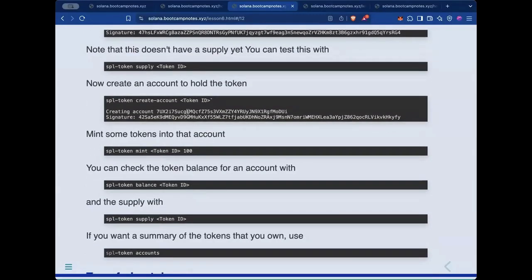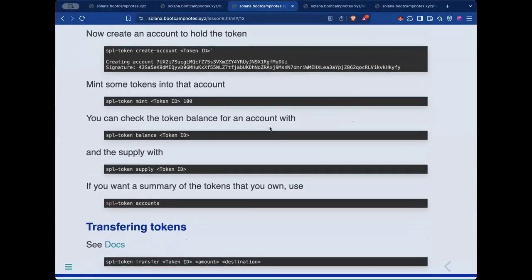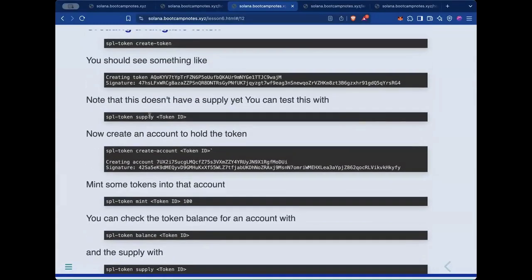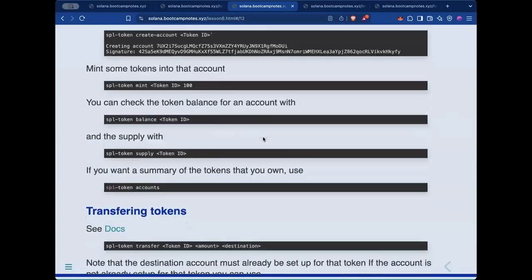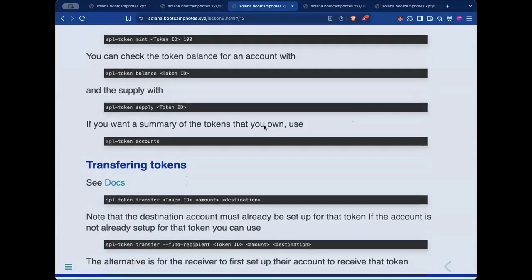And you need to set up an account to hold the token. So you need to set up the token account, and you can do that with create account. I think that apostrophe shouldn't be there. And once that account is set up, then you can mint into that. So you've set up your initial supply, and then you can mint tokens to the account with the mint command there, and then you can check balances if you have the token ID, and similarly with the supply.